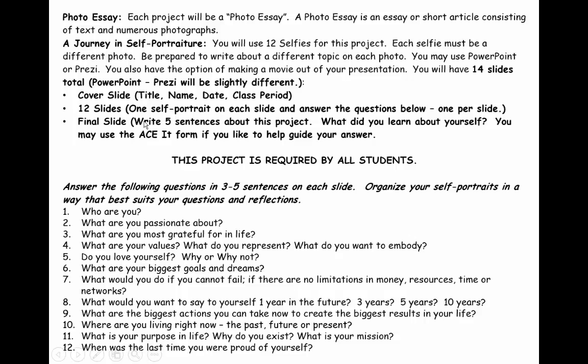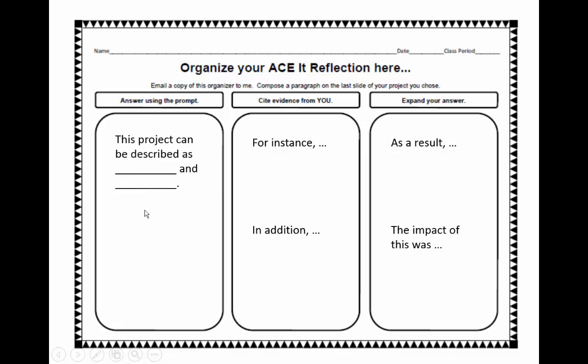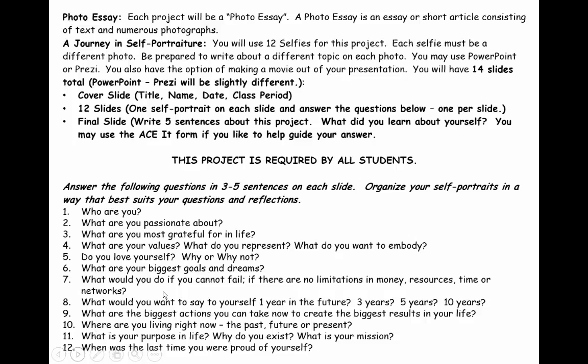And then on your final slide, you're going to write 5 sentences about this project. What did you learn about yourself? And I provided you with an ACIT form right here. If you want to use this, remember you answer, then you cite, and then you expand. There's 5 sentence starters right here. If you need help getting that started, you can use that. If not, you don't have to worry about it. You can just write for yourself.